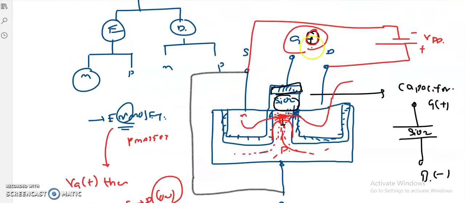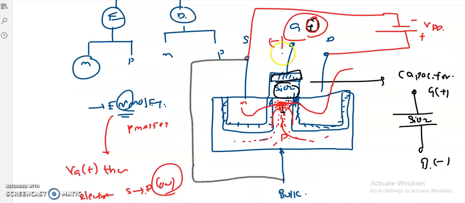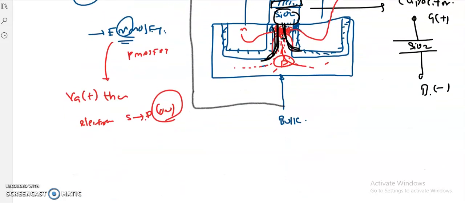So if I apply the negative voltage to the gate, then what happens? Here more holes will accumulate. Why? Because the negative charge attracts the holes. Holes are the majority charge carriers of the p-type bulk. So more holes will be attracted here. If more holes are attracted, then what happens? The width of the depletion layer will bulge still more. So if the width of the depletion layer bulges here, then the channel will not form and conduction does not take place.